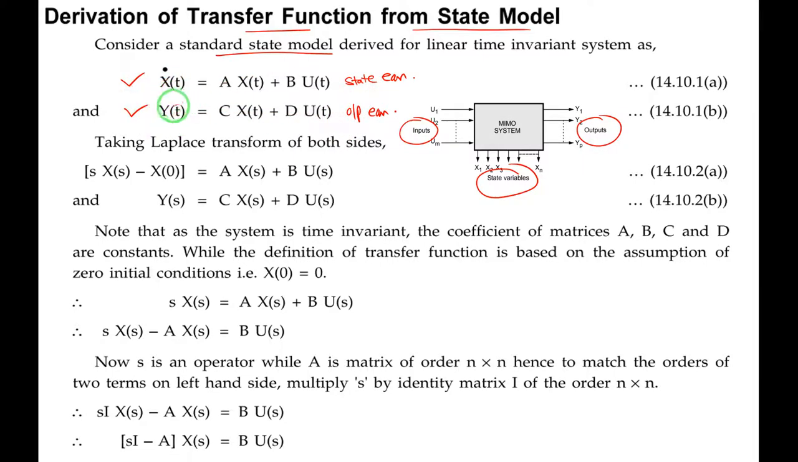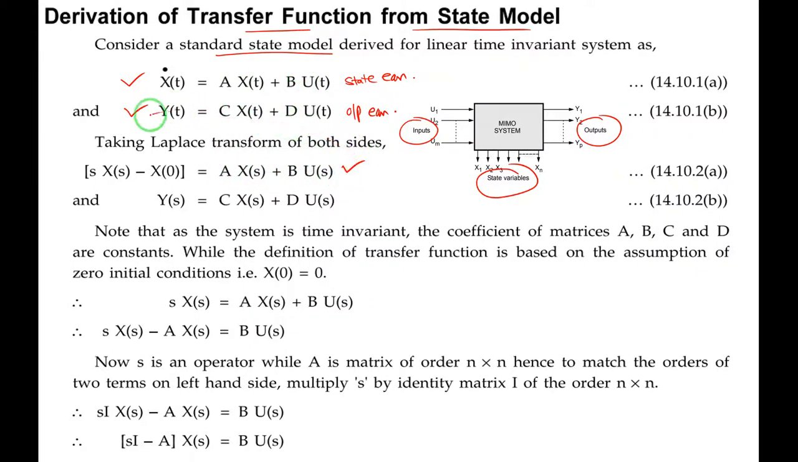Then take the Laplace transform of both the state equation as well as the output equation. Laplace transform of x dot of t is s into x of s minus x of 0, the initial condition. Usually we neglect the initial condition, and in the transfer function we have to neglect it; we will neglect it later. So s into x of s minus x of 0 is equal to a into x of s plus b into u of s.